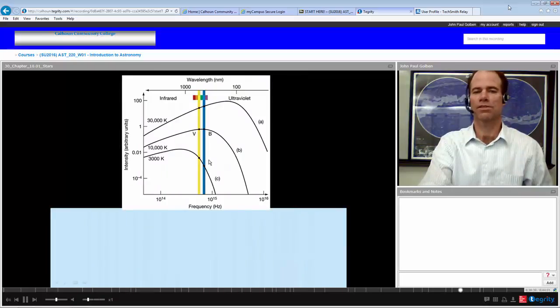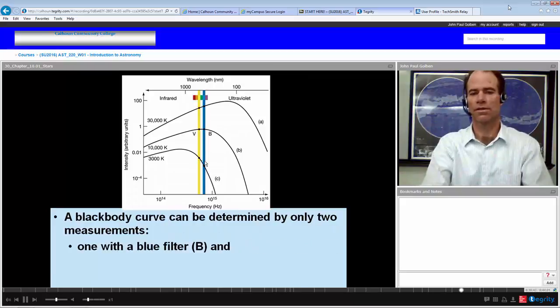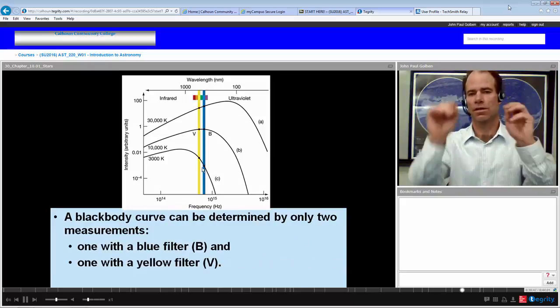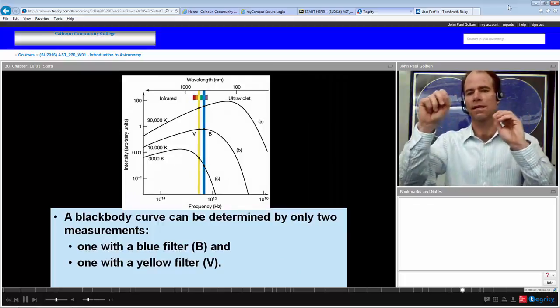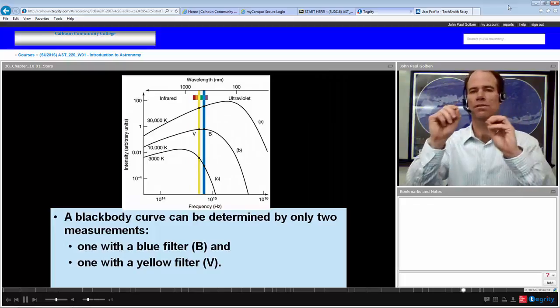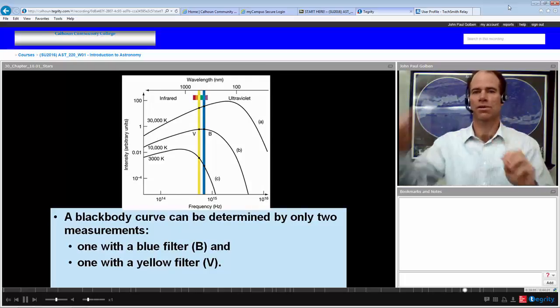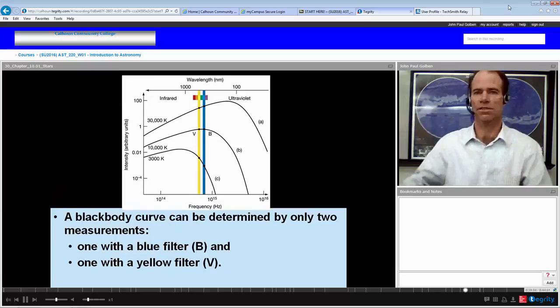If we were to measure the light of a star using two filters, a blue filter and a yellow filter, we could determine 2 points, intensity related to the frequency of those filters, and those 2 points are all we need to determine the whole black-body curve. It's like 2 points determine a line. Well, these 2 points would determine the whole curve because it's a mathematical relationship for that curve. So all you need is 2 points.